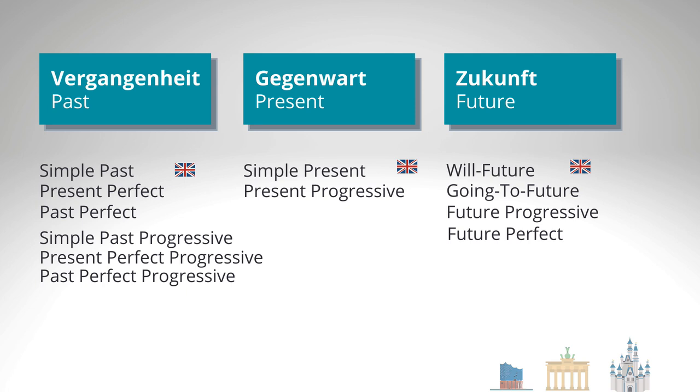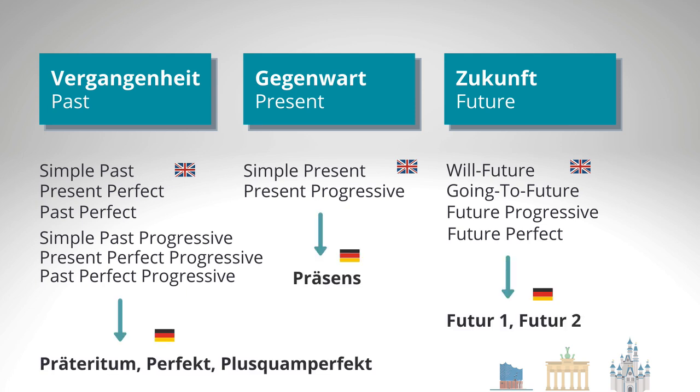Now, German is different. It's actually easier because we only have half of the amounts of tenses that you have in English. We have 6. One present tense that is called Präsens, present, Präsens. 3 past tenses, the Präteritum, Perfekt and Plusquamperfekt, which are basically our versions of the simple past, present perfect and past perfect, and we have 2 future forms, Futur 1, future 1, and Futur 2, future 2.